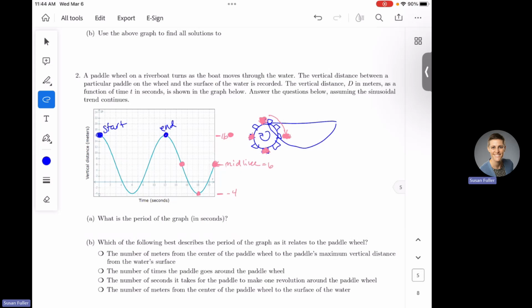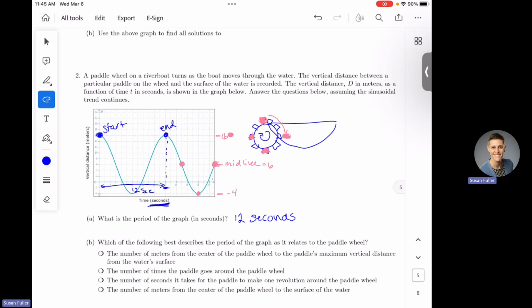Since we started at 0 and we end at 12, that means that our cycle is 12 units, and here our horizontal units are seconds. So the period of this graph is 12 seconds. That's this horizontal distance from the start of one cycle to the end of one cycle. That is 12 seconds here. So that's my period.